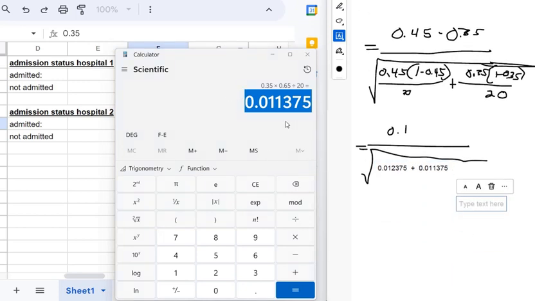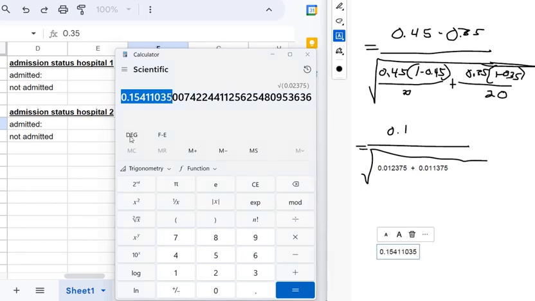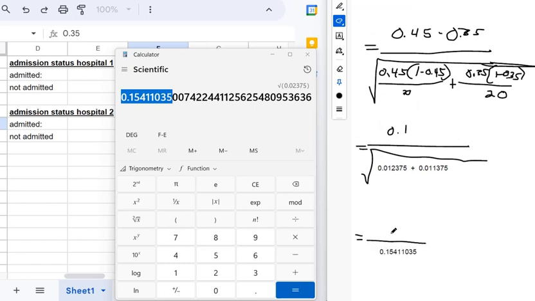Okay, and then we can add those two numbers. And then that's going to be the square root, so I'll do that while I'm here. Take the square root of the denominator. That's probably enough decimals. So we've done the square root, so I've dropped that. So the last part is to do 0.1 divided by that denominator. So I got a z-score of 0.65 roughly.